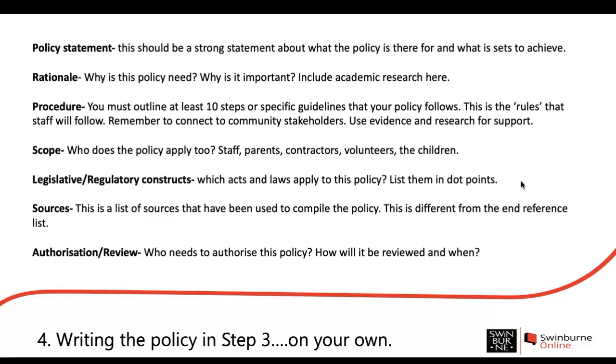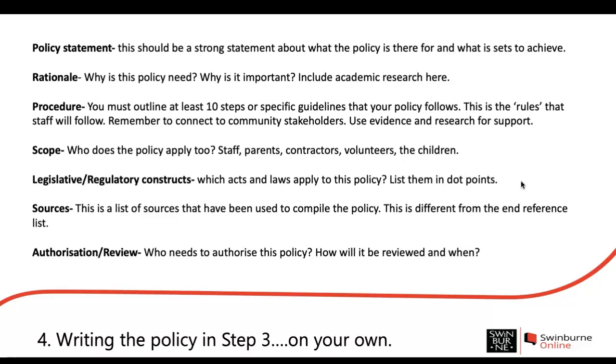Your legislation or regulatory context: which acts and laws apply to this policy? List them as dot points. Again, these are just short, sharp dot points of what laws apply within your particular policy. So when you look at your procedure and you've talked about not taking photos of children that you're not meant to be taking photos of, or posting them in a way that's deemed out of the policy, what particular law does that connect to? Is it some sort of privacy law, the Child Protection Act, the Australian Children's Education and Care Quality Authority, or anything within the early years framework?